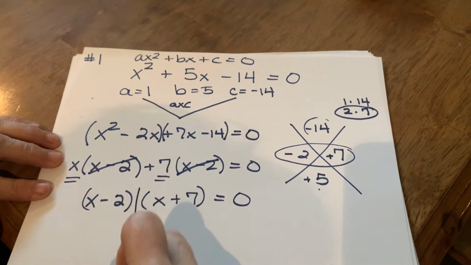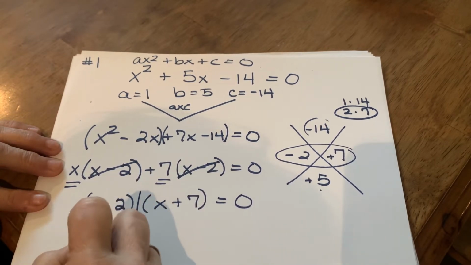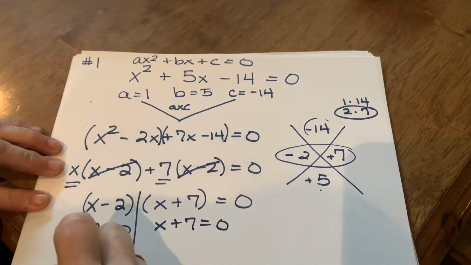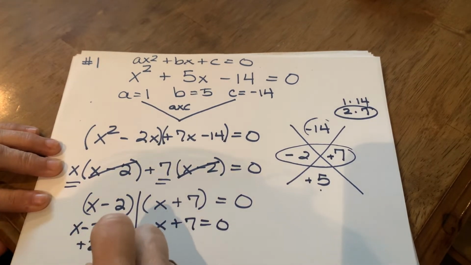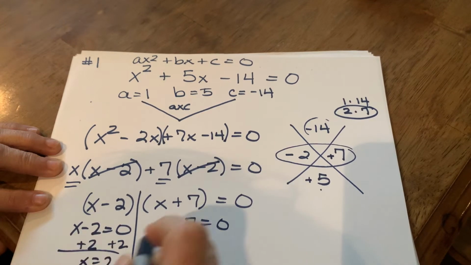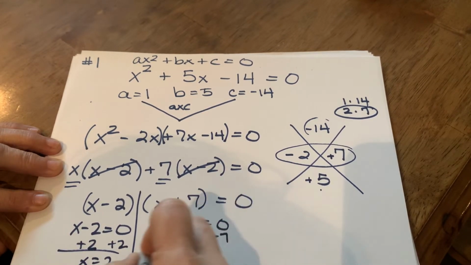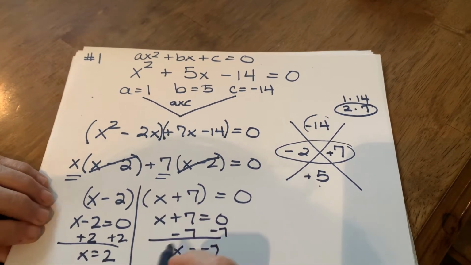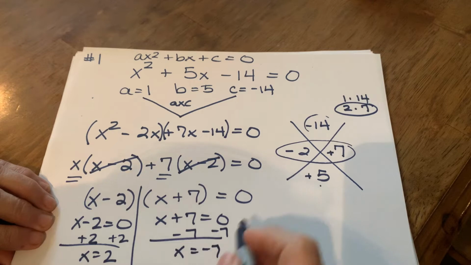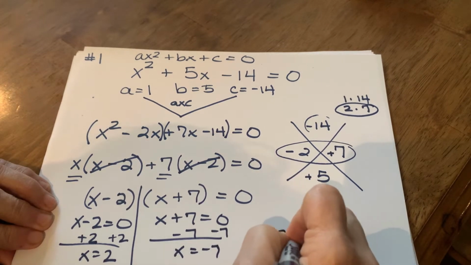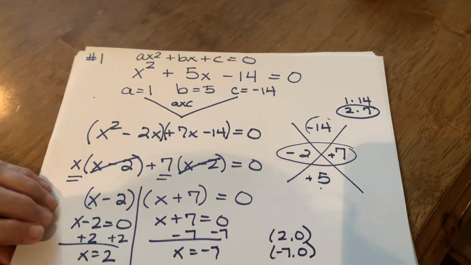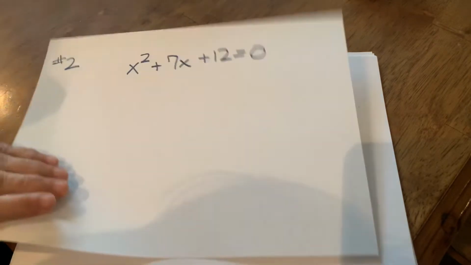Now we're going to separate our factors and set each one equal to 0. We're going to add 2 to each side, so we get 2 as one of the solutions, and we're going to subtract 7, and we get negative 7. So these are the solutions. These are where they cross the x-axis. The coordinates, keeping in mind, are (2, 0) and (negative 7, 0). All right, so that's one equation. Let's look at another just to practice.